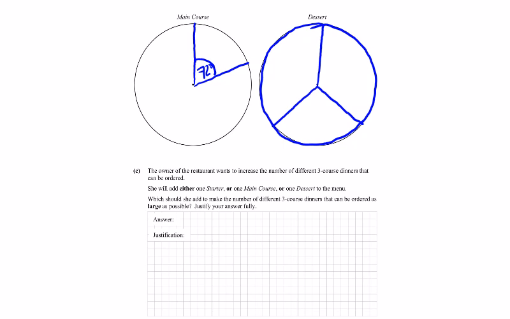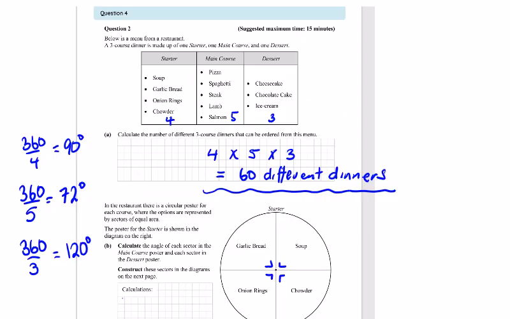Just keep measuring them. Now part C, the owner of the restaurant wants to increase the number of different 3-course dinners that can be ordered. She's either going to add 1 starter, 1 main or 1 dessert to the menu. Which should she add to make the greatest number of possible 3-course dinners? So let's just remind ourselves how many of each there were. So there were 60, 4 by 5 by 3.